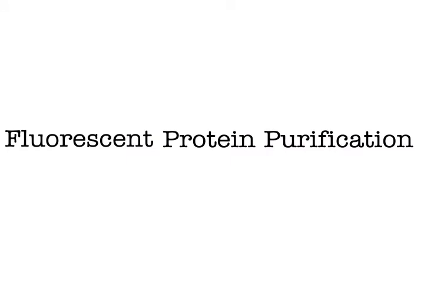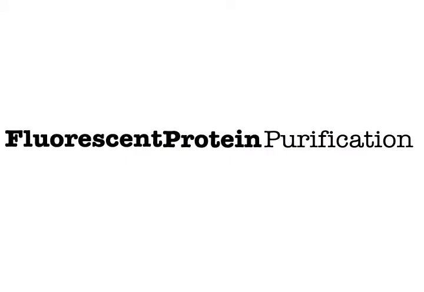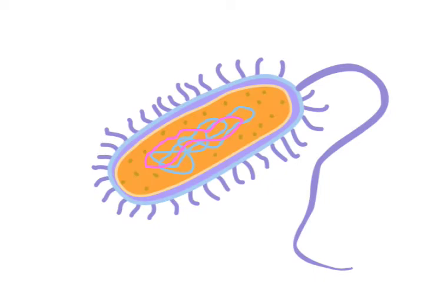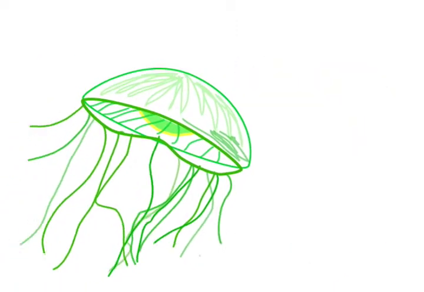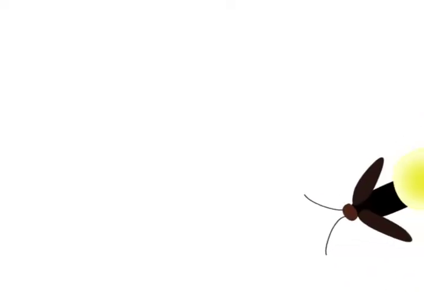Breaking down the title of this lab, Fluorescent Protein Purification. Fluorescence is when light is absorbed at one wavelength and emitted at a different wavelength. Living organisms can be fluorescent or bioluminescent. Aequorea victoria, a jellyfish, is fluorescent and bioluminescent, while fireflies are bioluminescent. Bioluminescence is the production of light by living organisms.